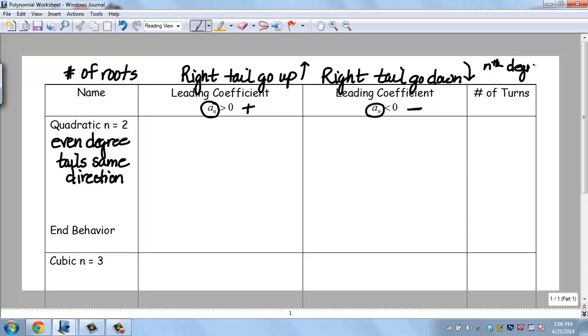And for the number of turns, for the nth degree, there's one less turn. So that means there are n minus 1 turns. Okay, so this kind of tells what's going on in each category.